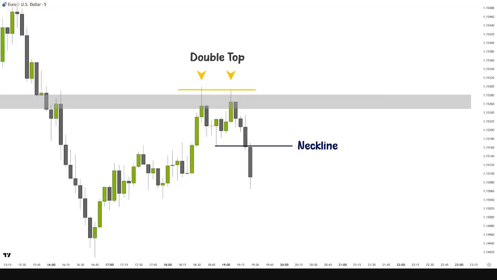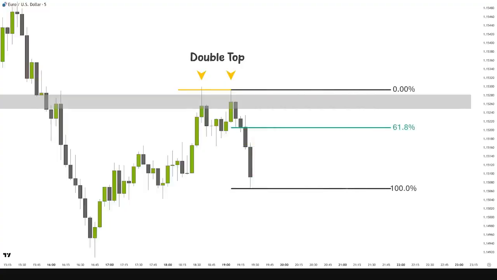As you can see, price breaks below the neckline, confirming the pattern and increasing the probability of a move to the downside. Even so, we still don't want to enter the trade immediately because the stop loss would be too large. Instead, we should wait for a pullback. We apply the retracement tool to the most recent bearish impulse and place a sell limit order at the 61.8% Fibonacci level. The stop loss is placed above the swing high, and we're going to target the next important level ahead.